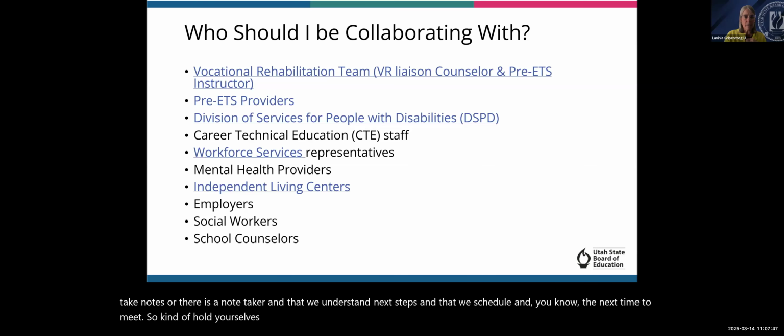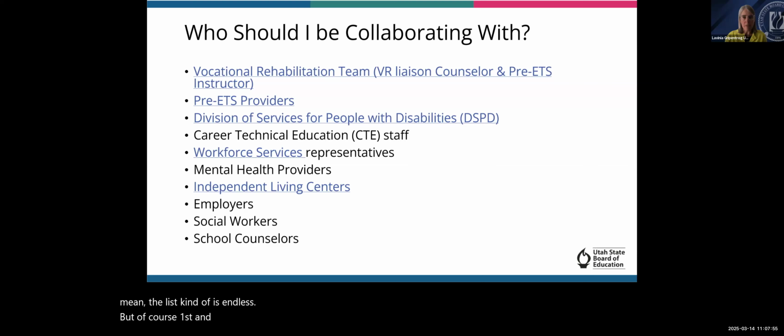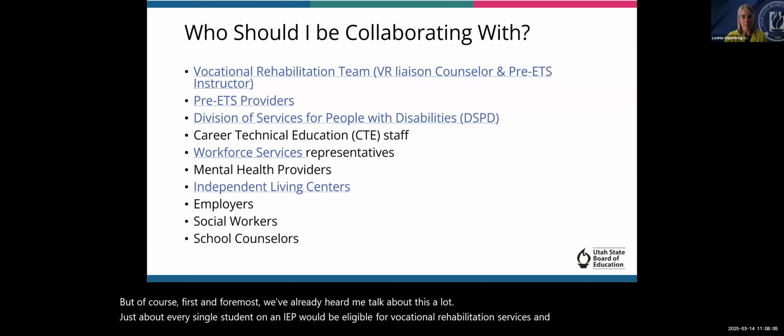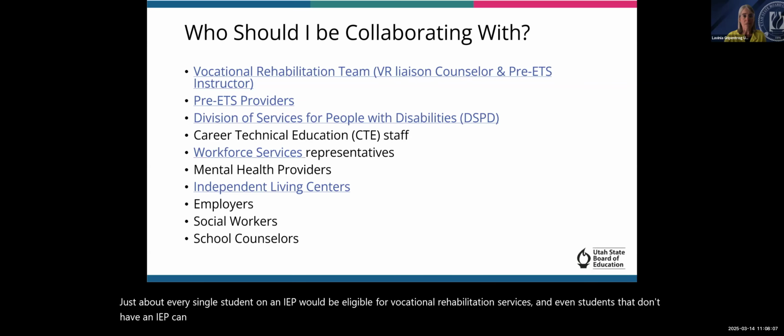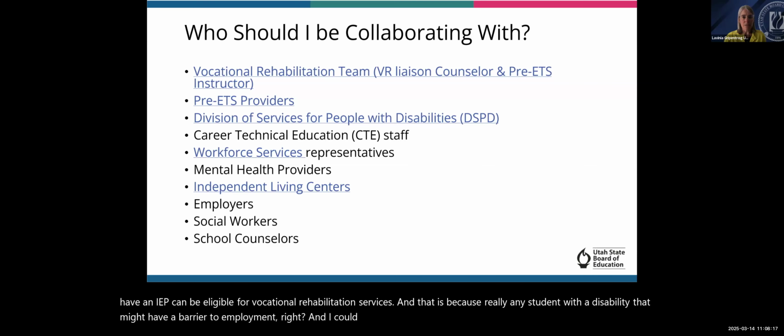Okay, so you might be asking, all right, who do I collaborate with? Well, the list is kind of endless, but of course, first and foremost, we've already heard me talk about this a lot, just about every single student on an IEP would be eligible for vocational rehabilitation services. And even students that don't have an IEP can be eligible for vocational rehabilitation services. And that is because really any student with a disability that might have a barrier to employment, right? And I would say in many cases, our students with disabilities have some sort of barriers to employment, either getting a job or keeping a job.